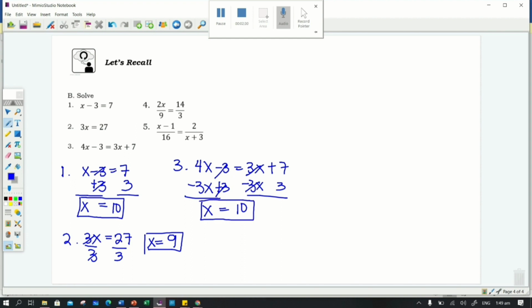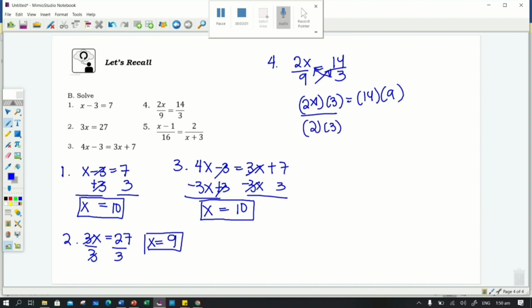Now, for our number 4, we have 2x all over 9 is equal to 14 all over 3. So, in order for us to find the value of x, we will apply cross product. So 2x times 3 is equal to 14 multiplied to 9. For us to simplify this, we will divide both sides of the equation by 2 times 3. So this is cancelled out.